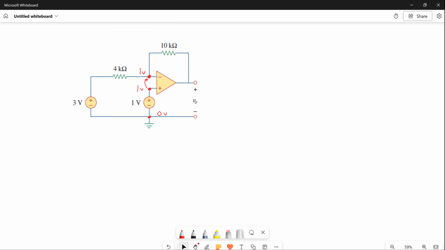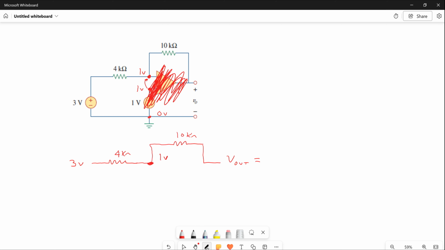When you do that, you can get rid of all this op amp circuit. Once the projection is complete, you can get rid of all that, and then you just have this. You have 3 volts coming in. You have your 4K ohm resistor. You have your 1 volt right here. You come up, you come over here, and you go through your 10K ohm resistor. You come down here, and here's your V out. And that's what you want to find.